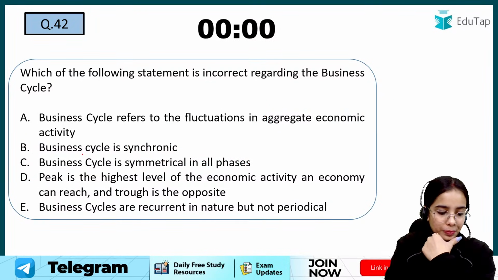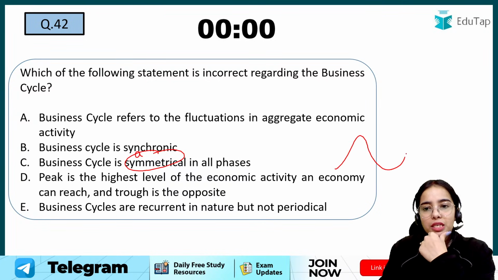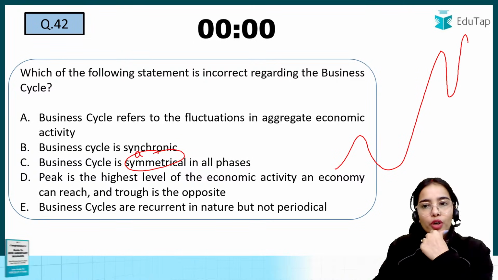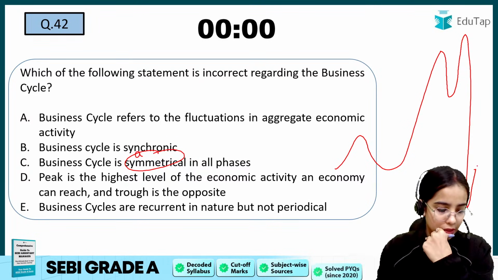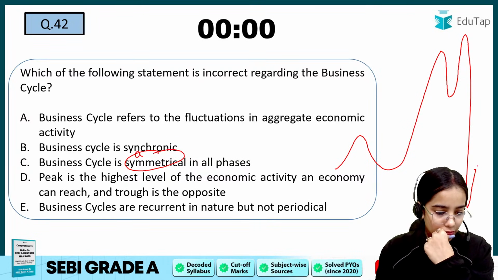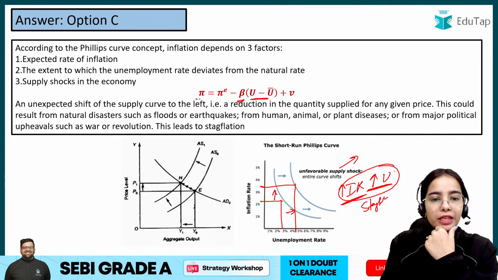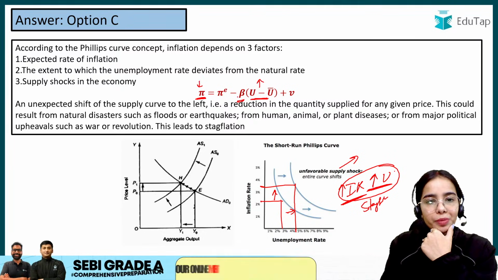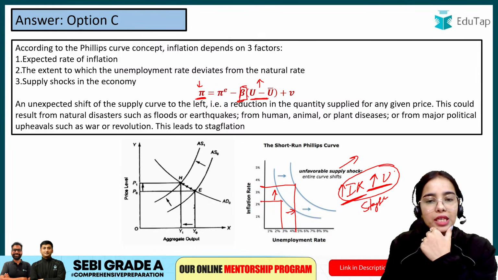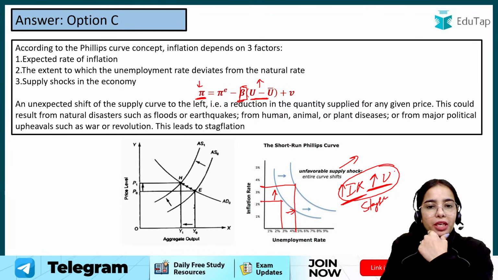It was incorrect. Yes, business cycle is asymmetrical. Sometimes boom is more and contraction is less, or contraction might be more and boom will be less. B shows that with the change in unemployment, the inflation is changing. So if unemployment is increasing, inflation will be decreasing. By how much the change is coming in inflation with the change in unemployment, that is shown by B.